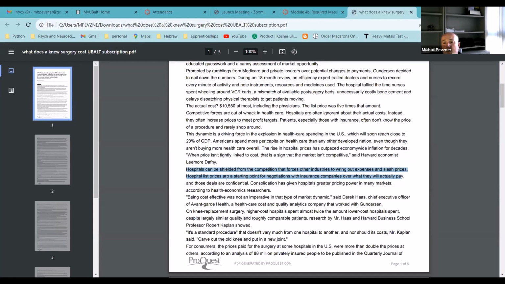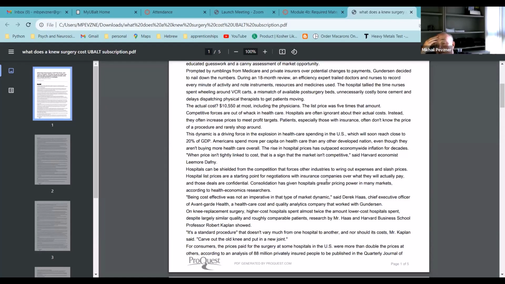Hospital list prices are a starting point of negotiations with insurance companies, what they actually pay, and those deals are confidential. Now, why is that important? Why is it important that this is confidential? Stuff like this leads to distortion, because if prices are private, nobody can really know. Prices need to be public for competition to ensue, right? If you don't know what somebody else charges, you can't come up with a better price. So that's a very convenient thing for you.